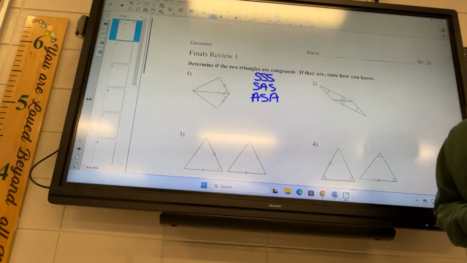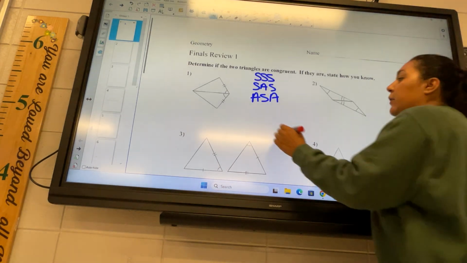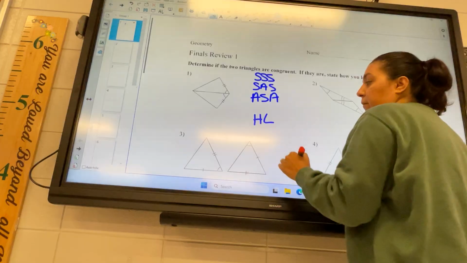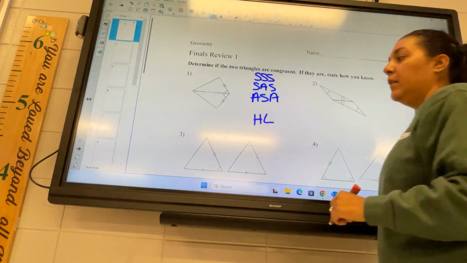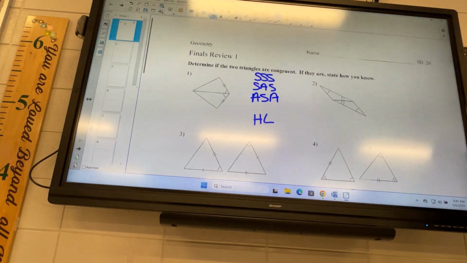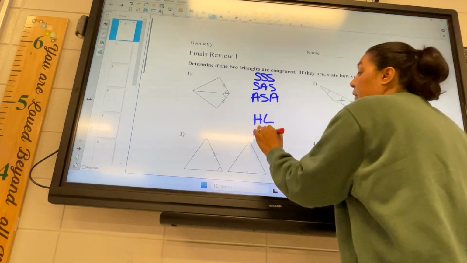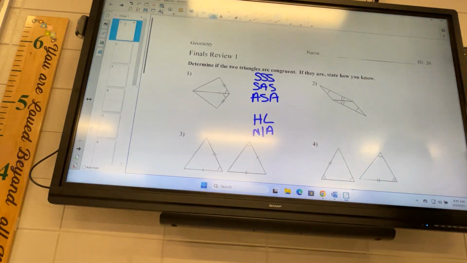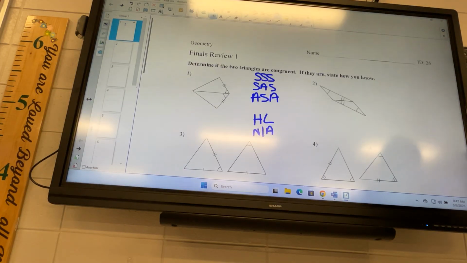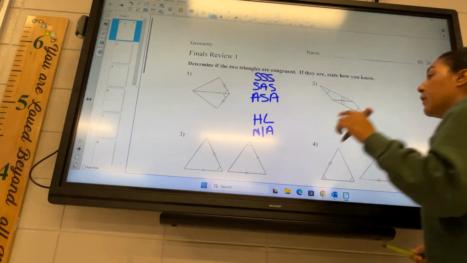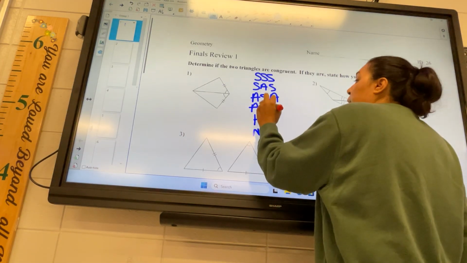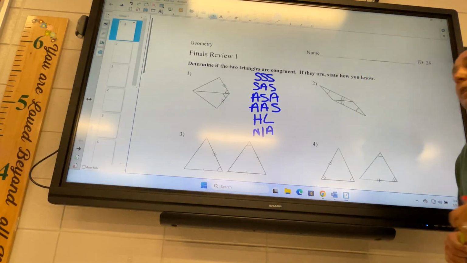What else is there? I probably should have done it before I started. I know there's a hypotenuse leg. Okay, what do we use if it's none? NA is another one. And there's one more. Oh, I remember it now. It starts with an A. Perfect. Angle, angle, side.